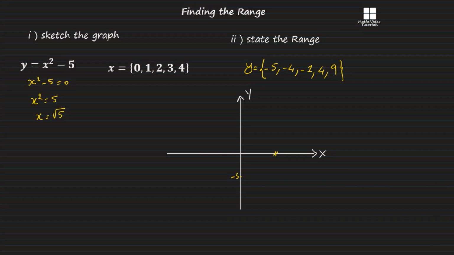It goes from (0, -5) up to (4, 9). We'll plot these after we sketch the graph. It's better that way. Now we need to work out the intercept.